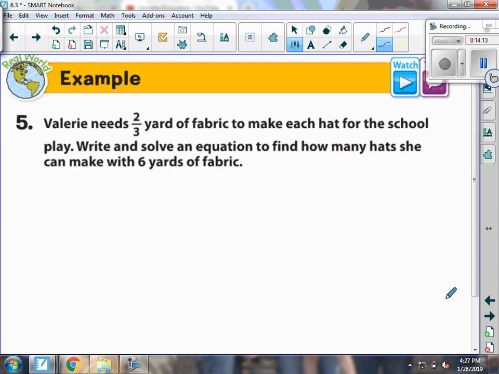Okay, and here's our last example. Valerie needs 2/3 yard of fabric to make each hat for the school play. Write and solve an equation to find how many hats she can make with 6 yards of fabric. So pause this and take a moment to copy this down, please. So it takes 2/3 a yard per hat. So 2/3 times the number of hats we're going to make, we don't know what that is, equal to how much fabric do we have total? We have 6 yards total.